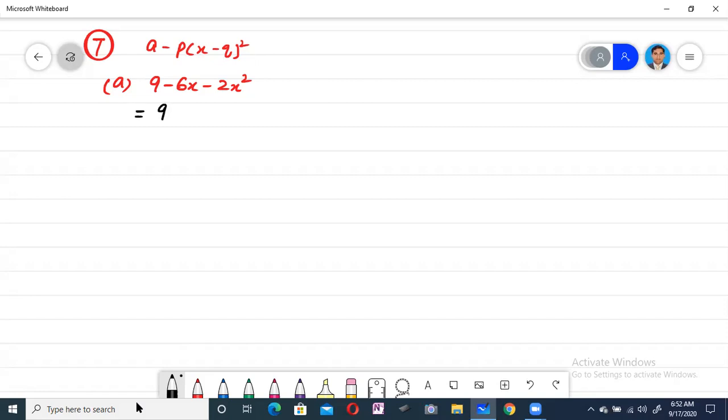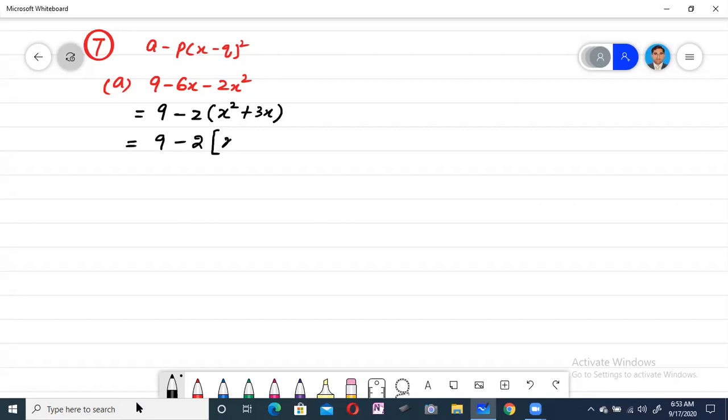Nine as it is. From minus 6x minus 2x square we can take minus 2 common. In minus 2x square, minus 2 is common, then here will be x square. And from minus 6x, minus 2 is common, then inside will be plus 3x. Then 9 as it is, minus 2 as it is, inside the bracket x square plus 3x. We will make here the perfect square.